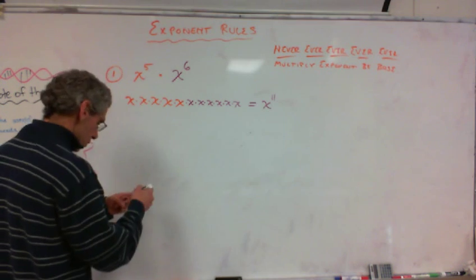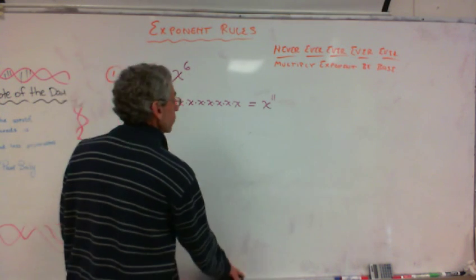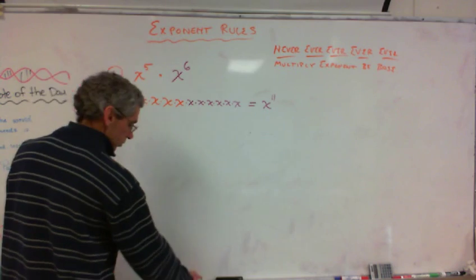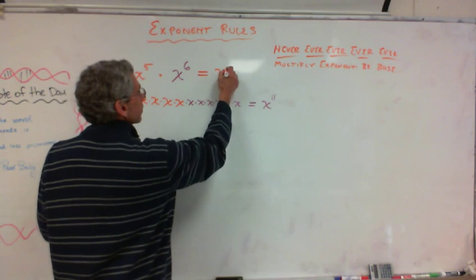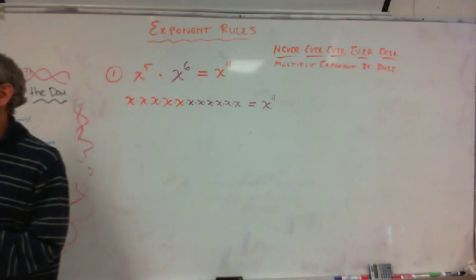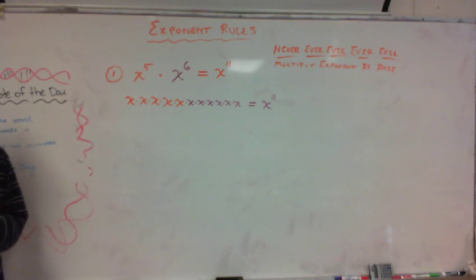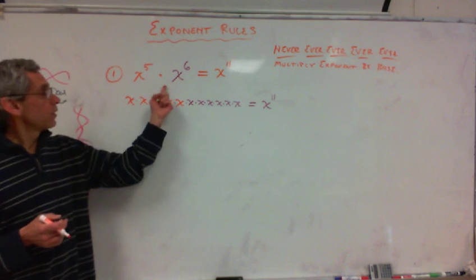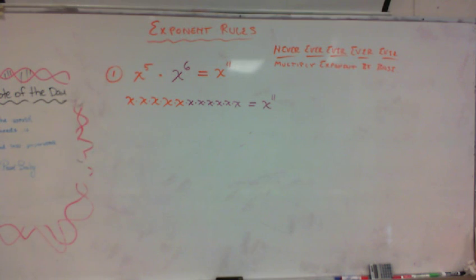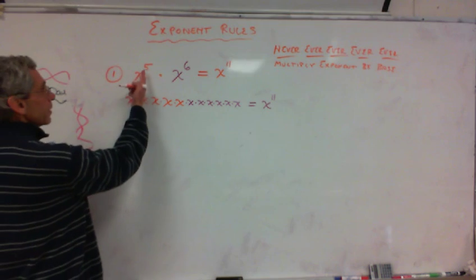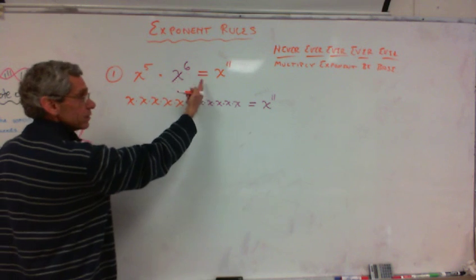Okay, now I am going to do one thing. This is equal to x to the 11th. Do you notice any pattern with the shortcut that could be a potential shortcut up here? Lucinda: You just add the exponents together. Yes! Look at this. 5 plus 6 equals 11.